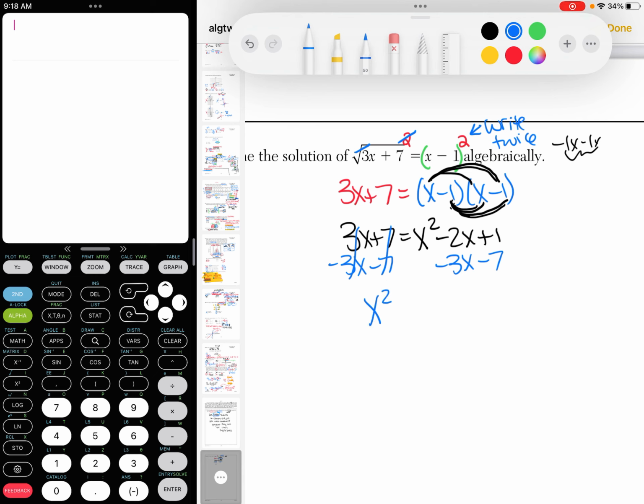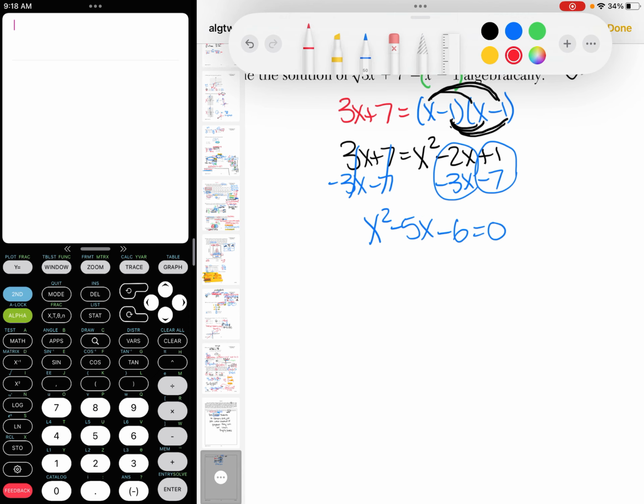So I'm still equal to 0. I just moved the easier stuff to the other side. Oops. So it'll be x squared. I'm going to combine my x's. It'll be minus 5x. Combine these numbers, I get minus 6, and that equals 0. So now I have to factor this. So easy trinomial tells me I have to figure out what multiplies to negative 6 and adds to this middle number, which is negative 5.